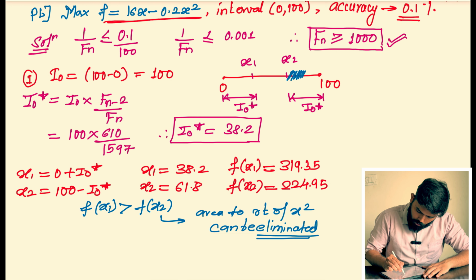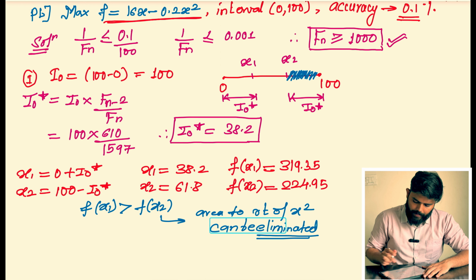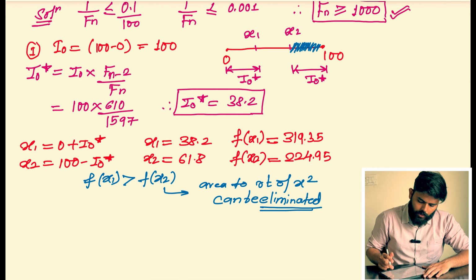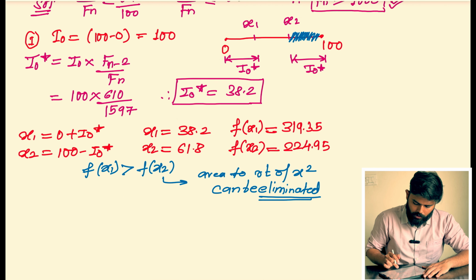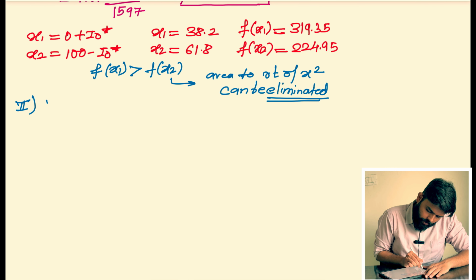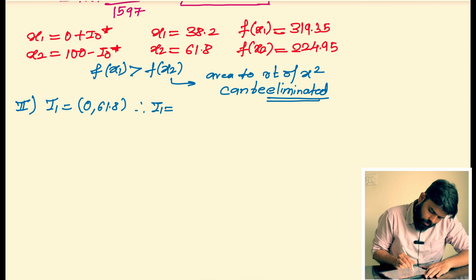Okay, so this portion can be eliminated, as this value is already less than f of x1. So now we have a new iteration, and that new iteration is from 0 to x2, that is 0 to 61.8. So consider the second iteration. The new interval I1 is 0 to 61.8. Therefore, I1 will be 61.8 minus 0, which is 61.8.